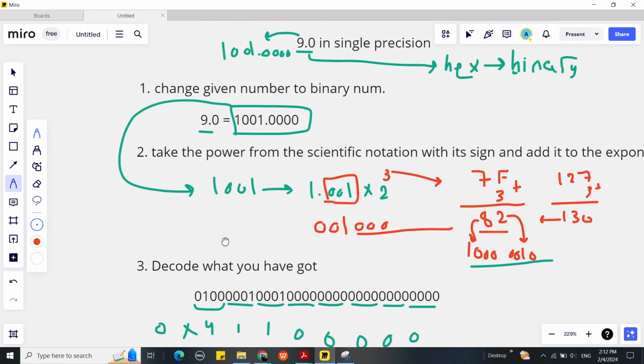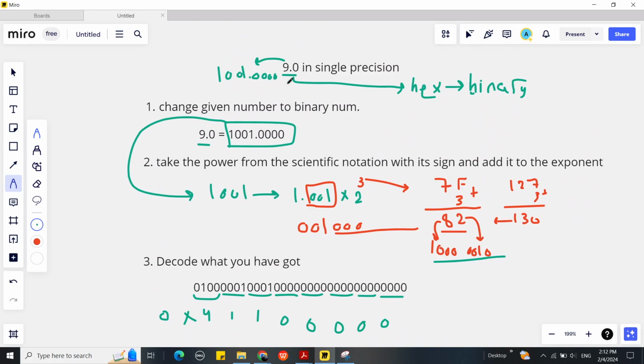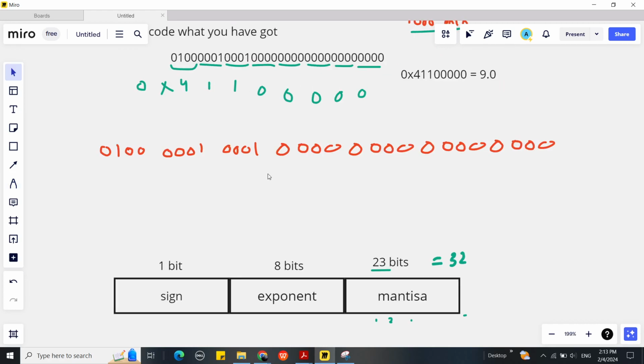So as you can see here, I changed the floating number 9.0 to 0x41100000. Oh, there was an extra 0. And this is the machine code for single precision. Now let's go the opposite way and see if this actually gives me 9 or not. Okay, as you can see here, we just proved that 0x41100000 is equal to 9.0.